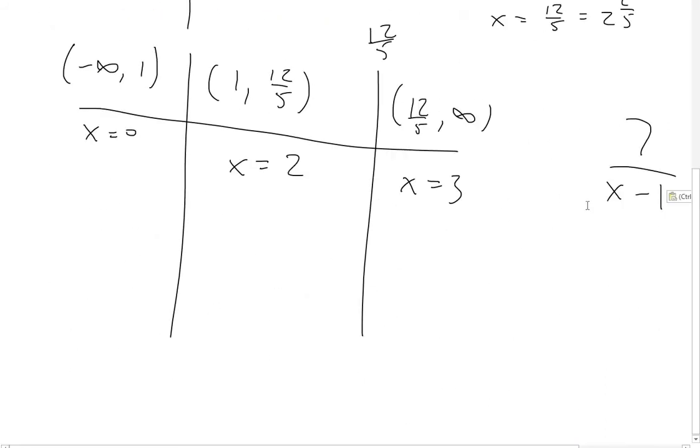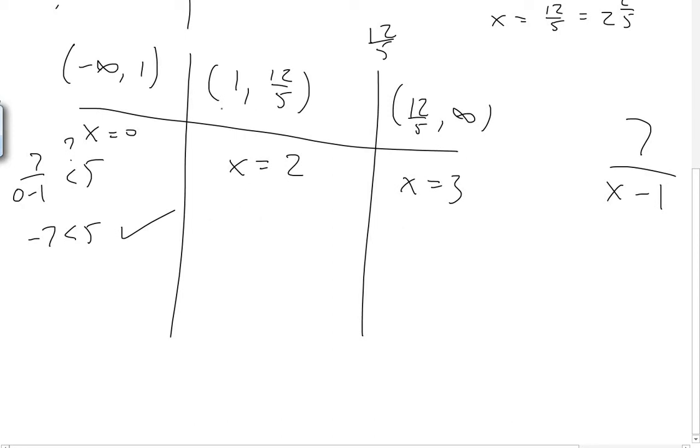So if I plug in 0 into the original, I want to know, is 7 over 0 minus 1 actually less than 5? Now graphically we know that this worked, but here's why. 0 minus 1 is negative 1. 7 divided by negative 1 is less than 5. So it works. That is a good interval. So I know that everywhere from negative infinity up to 1, my graph is below 5.